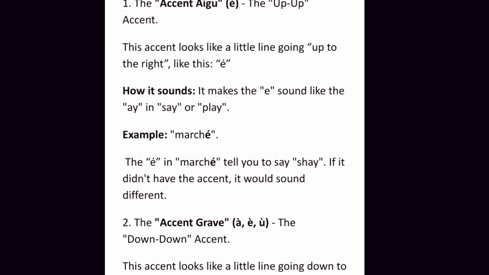Accent aigu. The accent aigu comes with the E, and something on top of the E. Sometimes we refer to that accent as the up accent, yes, up accent, because you have one that is also down. This one is up. This accent looks like a little line going up to the right, like the way you could see.